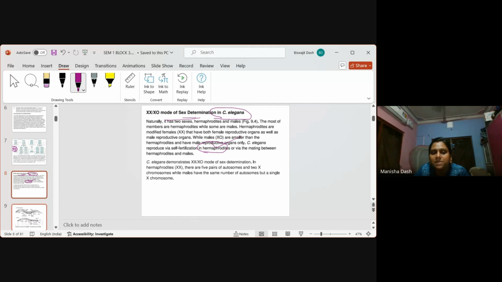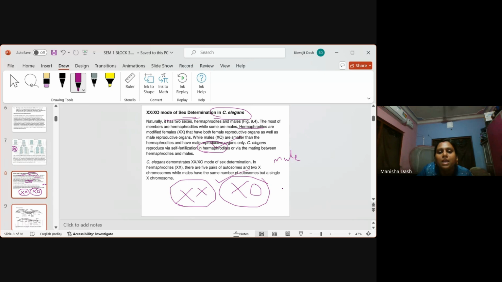So in the case of C. elegans, either the organism will develop into a hermaphrodite or it will develop as a male. Usually the worm having 2 X chromosomes will develop as a hermaphrodite, and the organism that does not have 2 X chromosomes, where an X chromosome is missing, will develop as a male. Now again, how is this particularly determined?